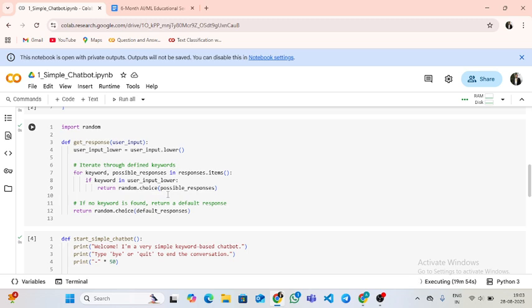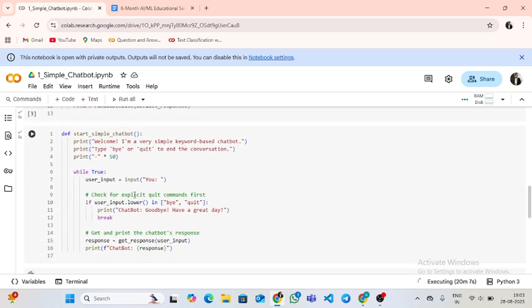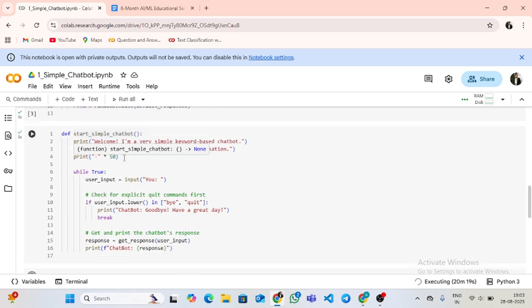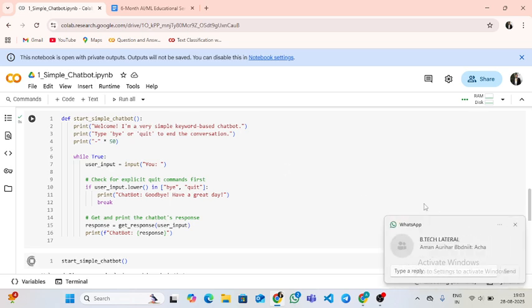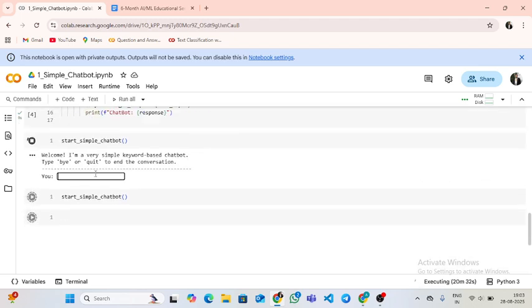Here we have imported random and created a function whose name is responses, and you can see the programming done here, and you can understand this is simple programming. And the last one is the default, then start simple chatbot. So here is the third step which we will explain during the slide. So this was the responses that we will see here, and you can see it live here.